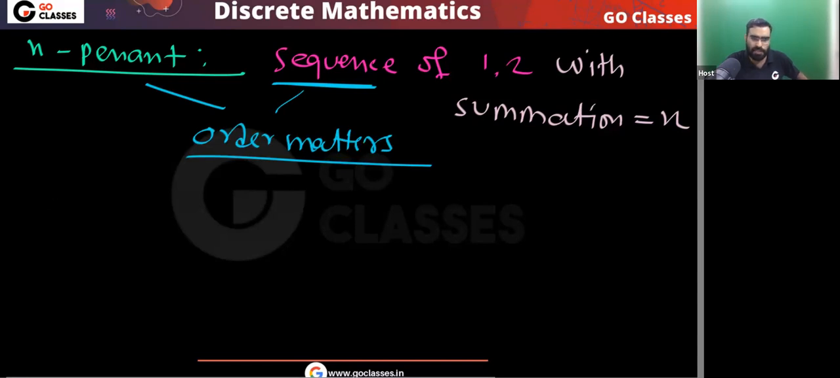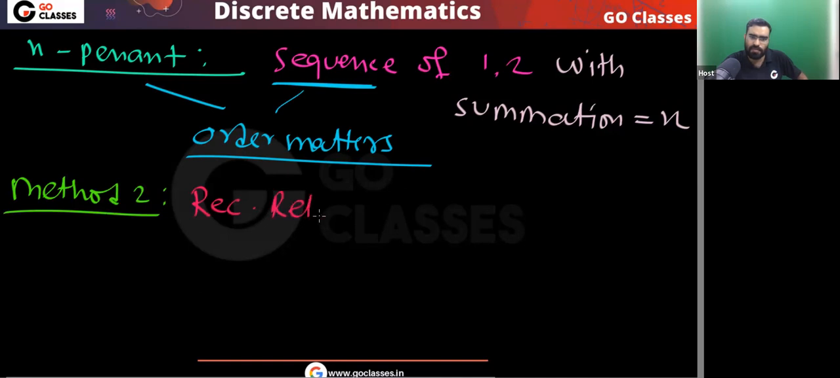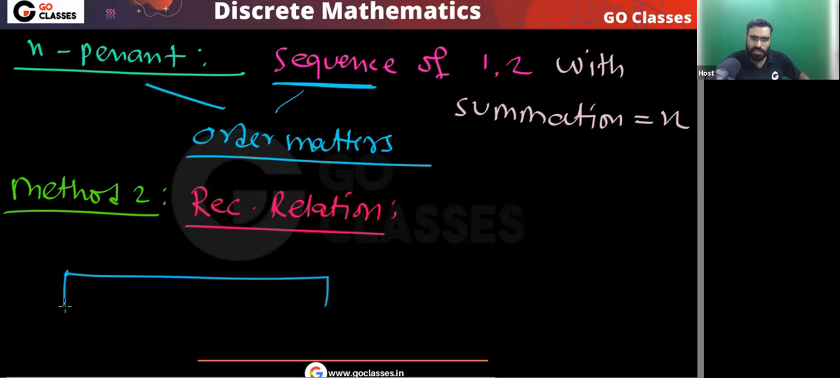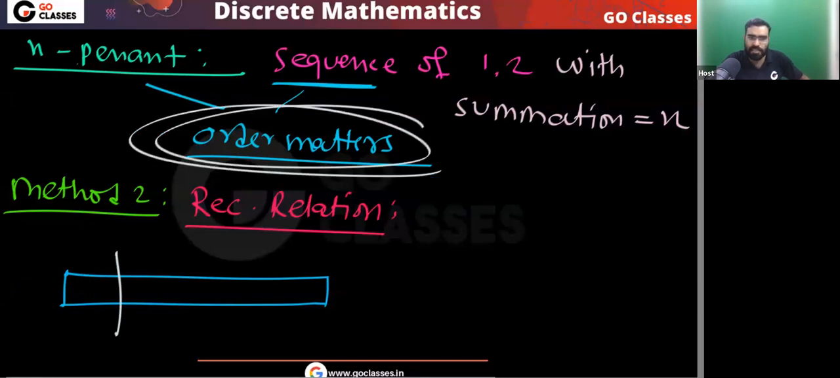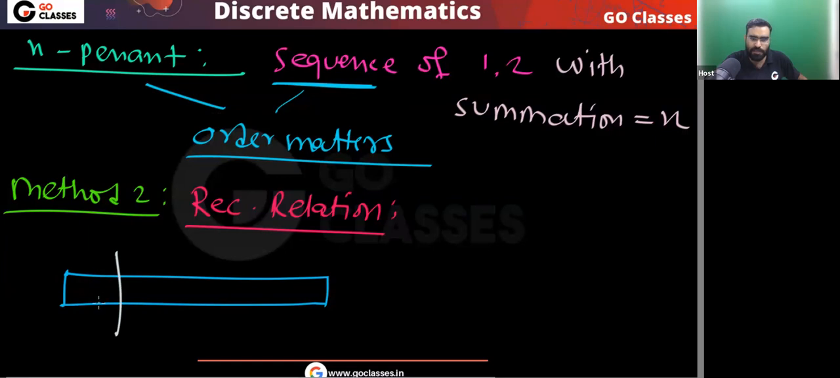Now this is our method number two for solving this question. That is, can you create a recurrence relation? Okay, let's create a recurrence relation for this. You tell me one thing. Here order matters, right? So what I put in the first position, that matters or not? Simple question I am asking. What I put in the first position, that matters, correct?